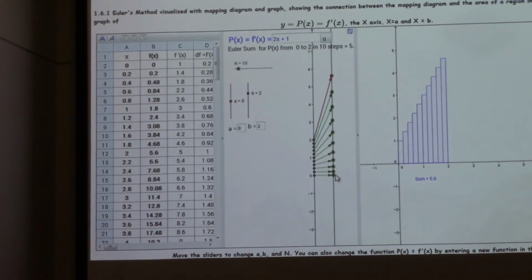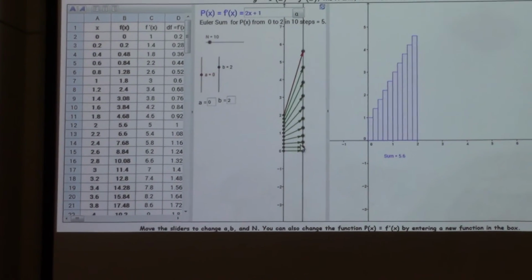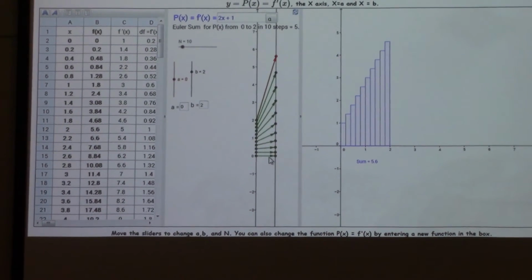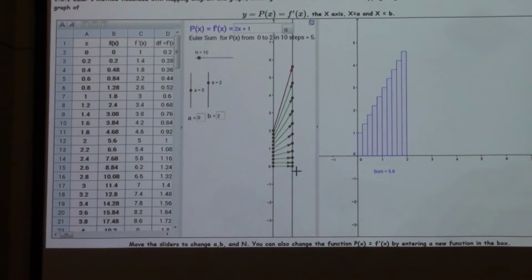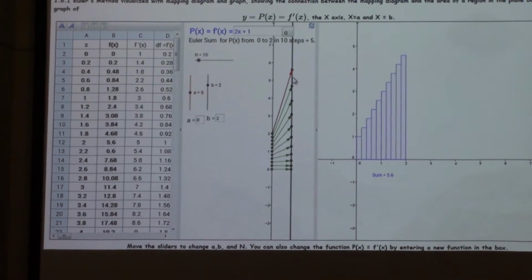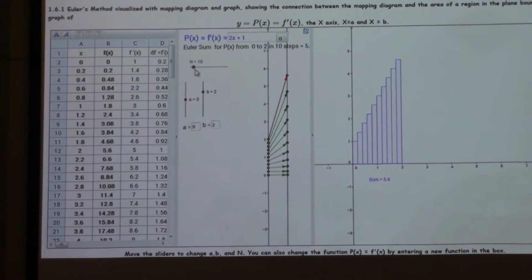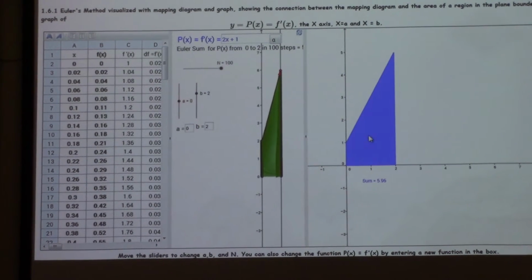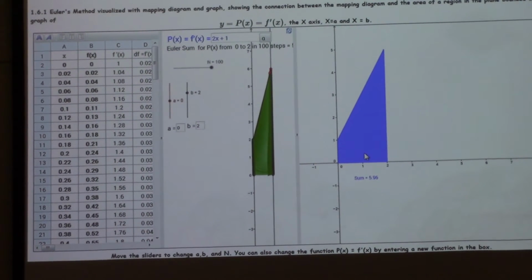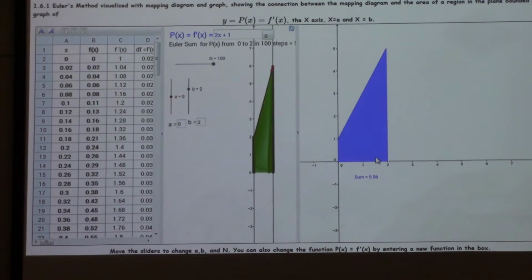Those are represented by these points on this mapping diagram. Each small change here is a small change in y. We started at 0 here, so the net change here is an approximation for the actual definite integral. When I make n larger, I get a better estimate for the integral. And over here, those changes are being represented by areas of rectangles. So the net change here can be thought of as the area under the curve.